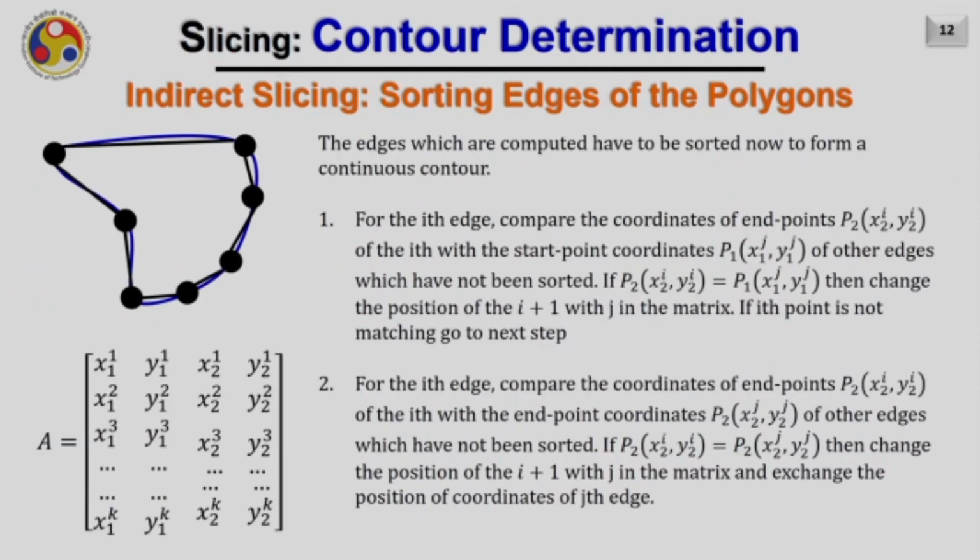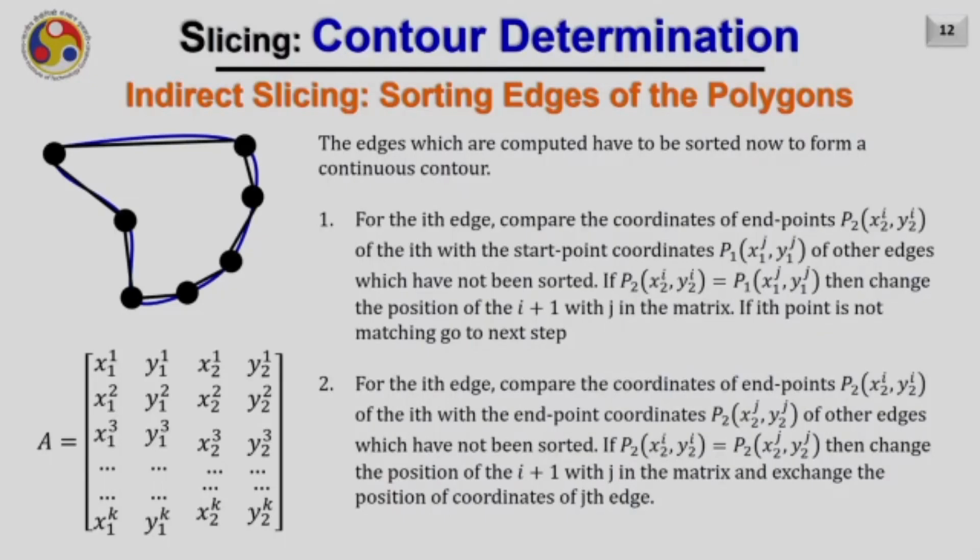Now let us discuss, once we have all the lines with us, we have to appropriately arrange these lines in such a way that we obtain the contours. The edges which are computed just now have to be sorted to form a continuous contour. Let us consider that each line which I just explained consists of 2 points, and let us call the first point P1 and the second point P2.